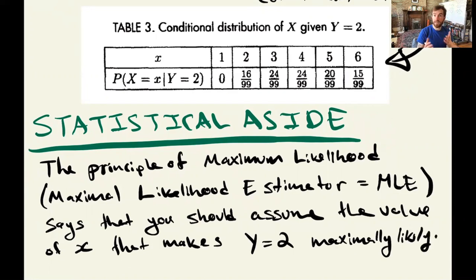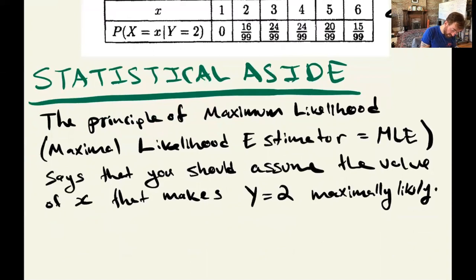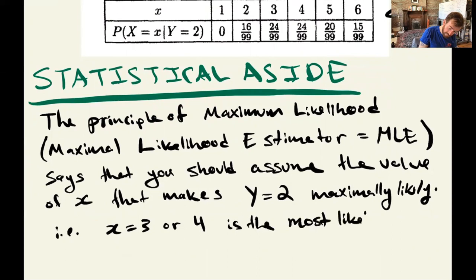In this case, we actually have things sort of split between x equals 3 and x equals 4, because in both cases, the probability was maximized for those 2 values. So in other words, that is the most likely explanation for the data.